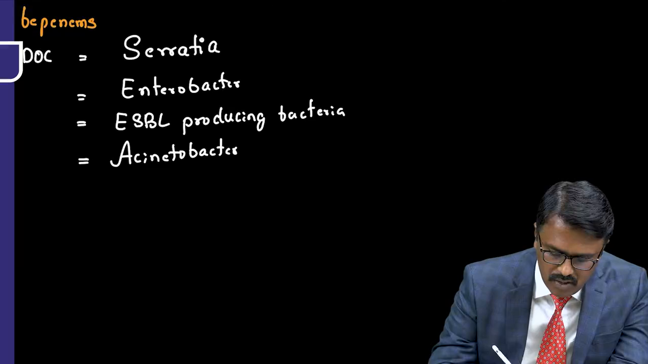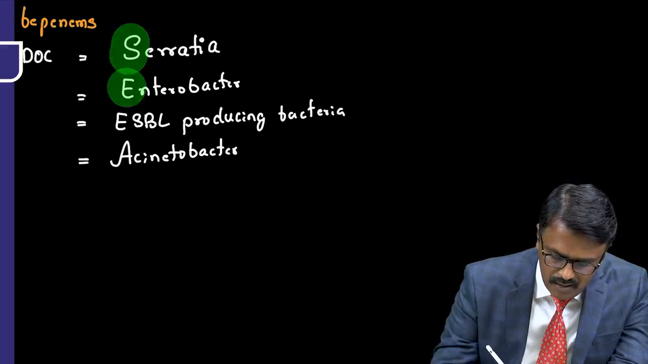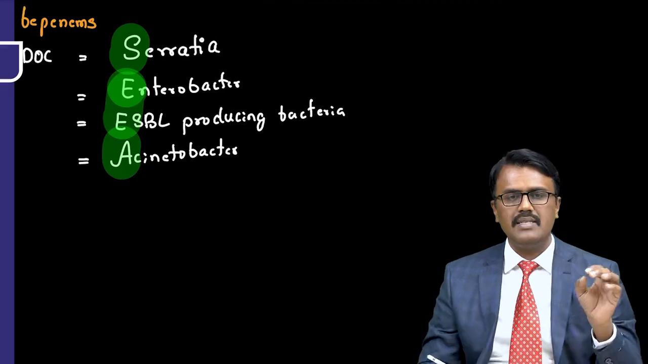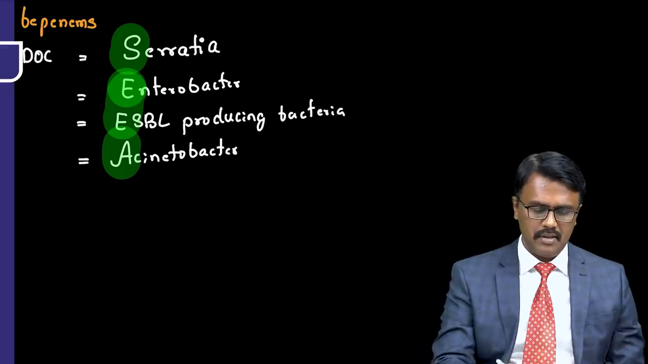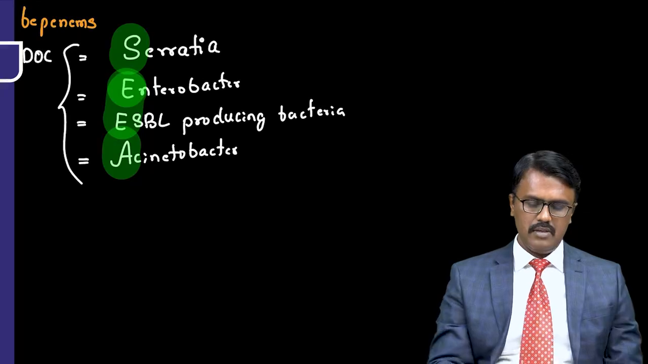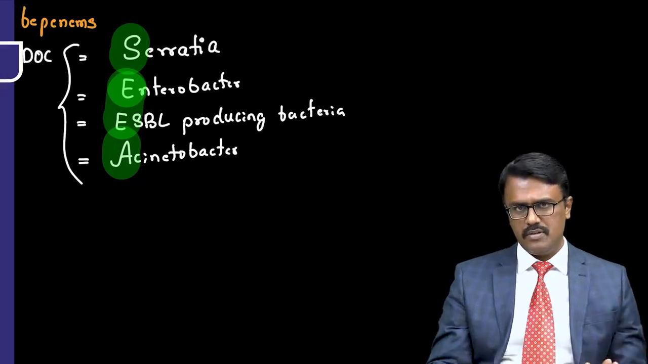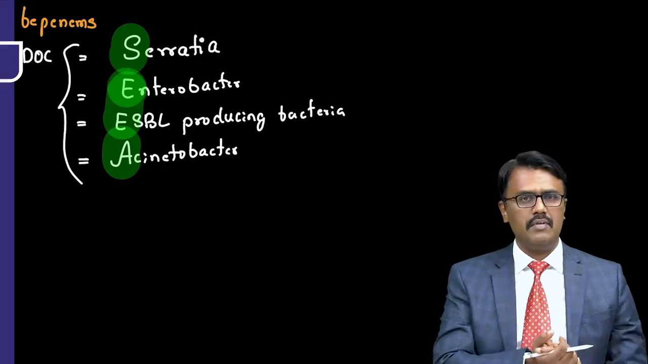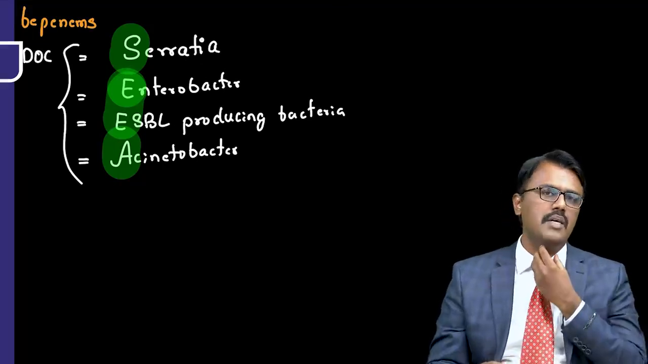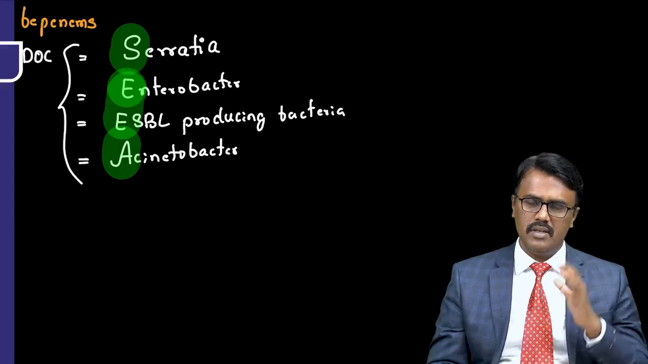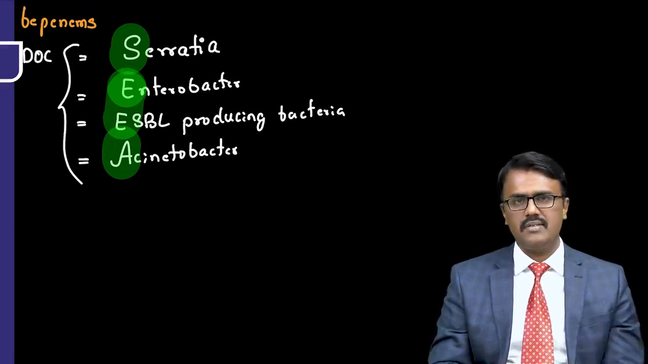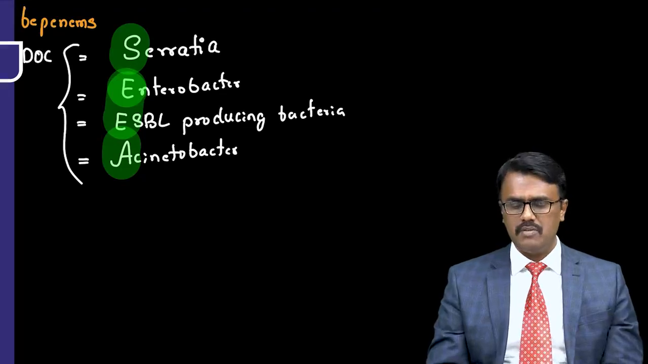So you can remember by the mnemonic S-E-A-C. Serratia, Enterobacter, ESBL producing bacteria, and Acinetobacter, it is the drug of choice. And remember, this is one of the reserved drugs. Suppose a patient comes with sore throat and all, we don't use it. It's a reserved drug for serious infections. That is carbapenems for you.